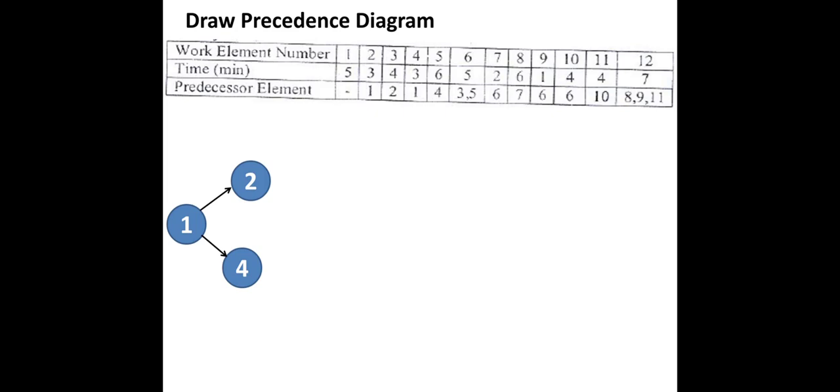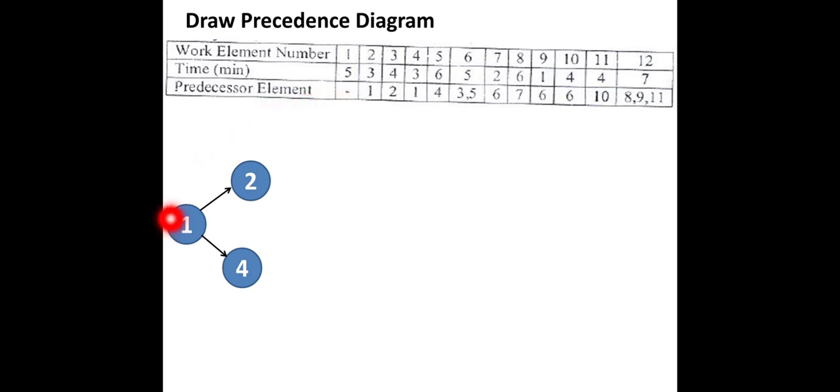One student has asked me a doubt regarding how to draw the precedence diagram. Dear friends, if you want to draw the precedence diagram, you always need to first consider the predecessor element row, that is the third row. In this row you need to select first the element which does not have any predecessor element, that is, you need to find a dash. Here element number 1 has a dash, so I am considering it first.